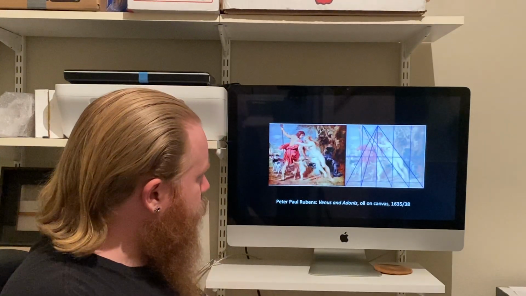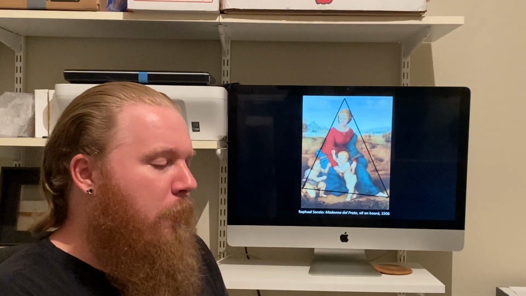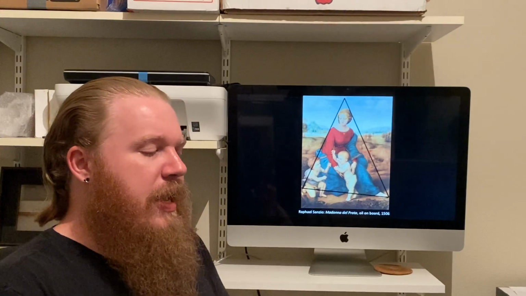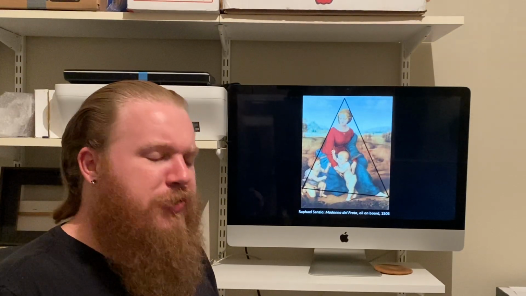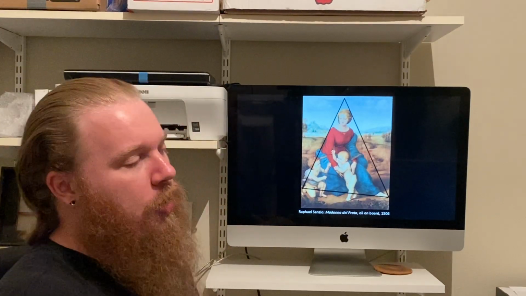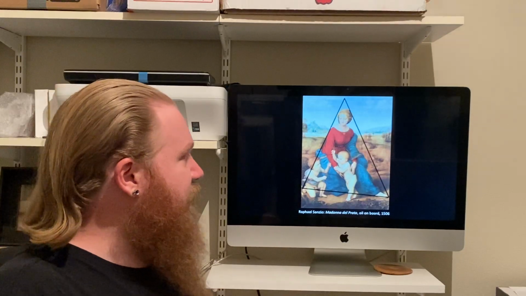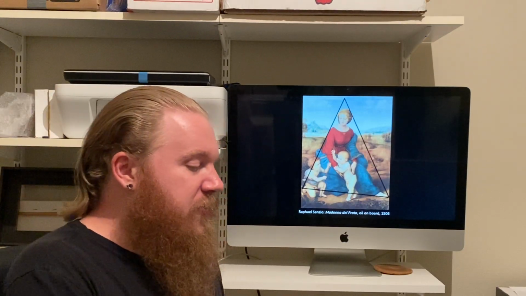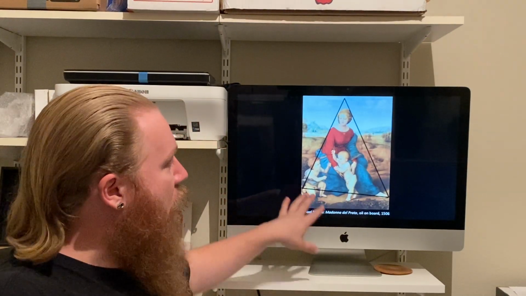the two lovers there. However, that's a rare example, because most of the time in Western art, especially when the triangle is used, it's usually used for more religious kinds of artwork as opposed to mythological kinds of artwork. And so here we can see an example by Raphael. This is the Madonna del Prado.